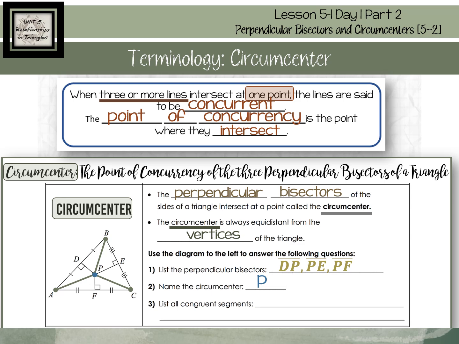List all congruent segments. Well, we already talked about all of those. Segment AP, segment BP, segment PC, all those green segments I already said were congruent. But since it's perpendicular bisectors, we have other ones that are congruent. So segment DB is congruent to segment DA. Segment AF is congruent to segment FC. And segment EB is congruent to segment EC.